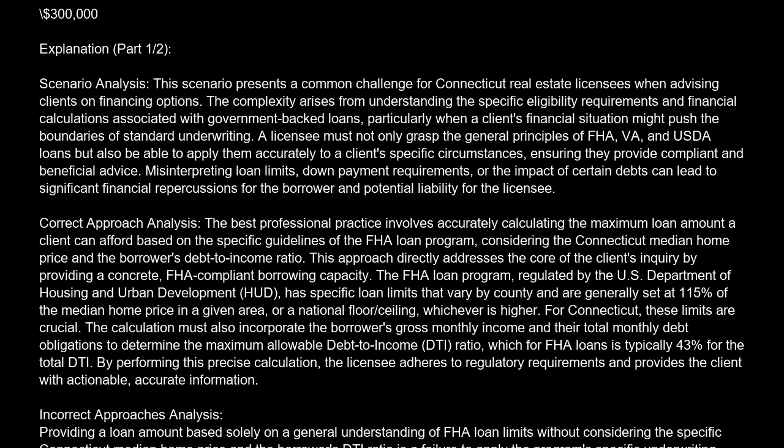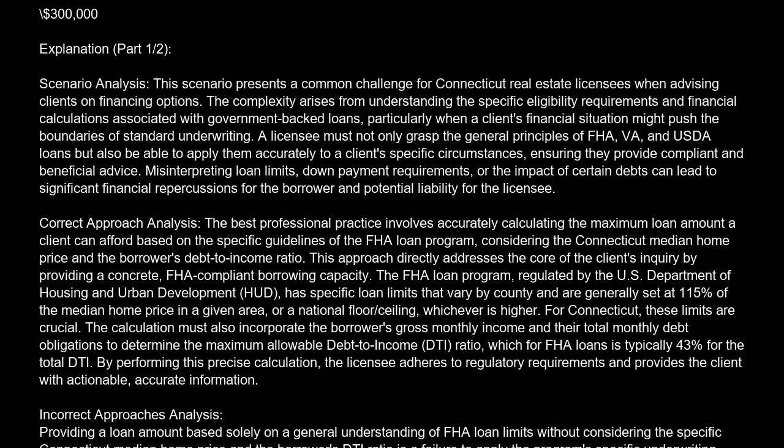The complexity arises from understanding the specific eligibility requirements and financial calculations associated with government-backed loans, particularly when a client's financial situation might push the boundaries of standard underwriting. A licensee must not only grasp the general principles of FHA, VA, and USDA loans, but also be able to apply them accurately to a client's specific circumstances, ensuring they provide compliant and beneficial advice.